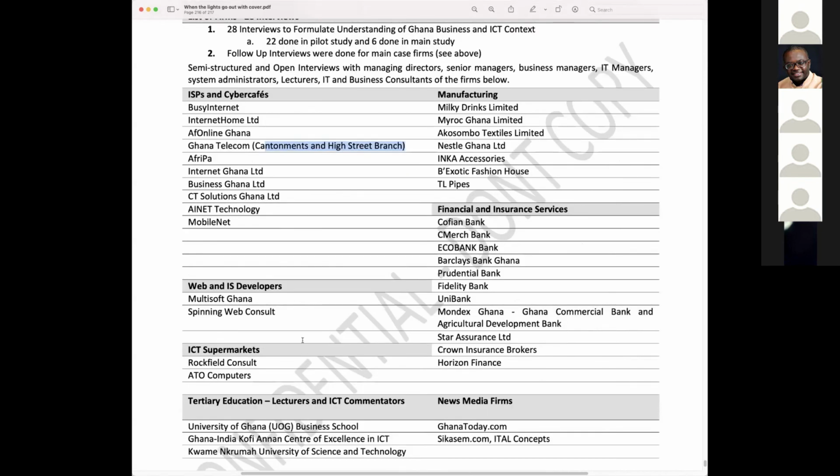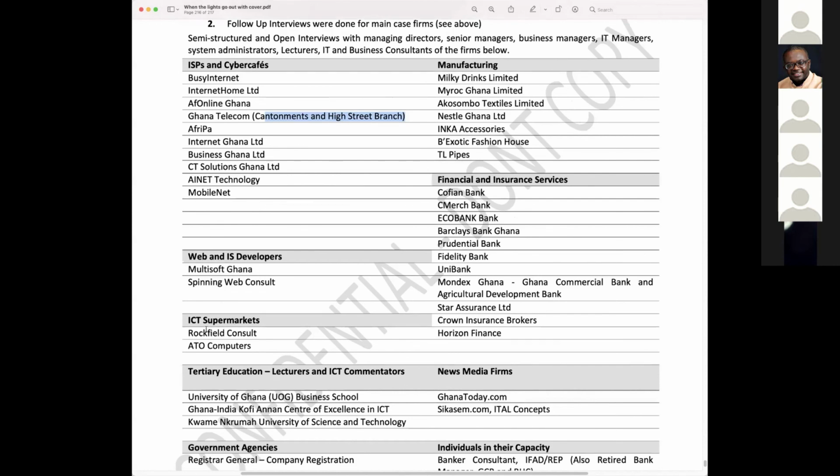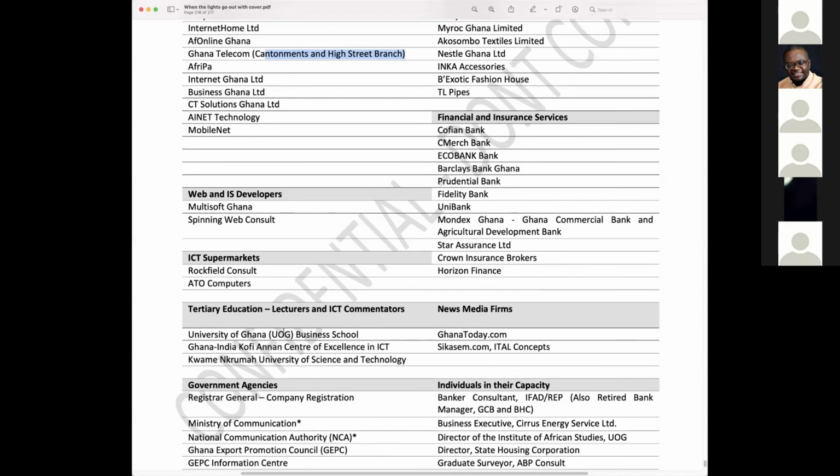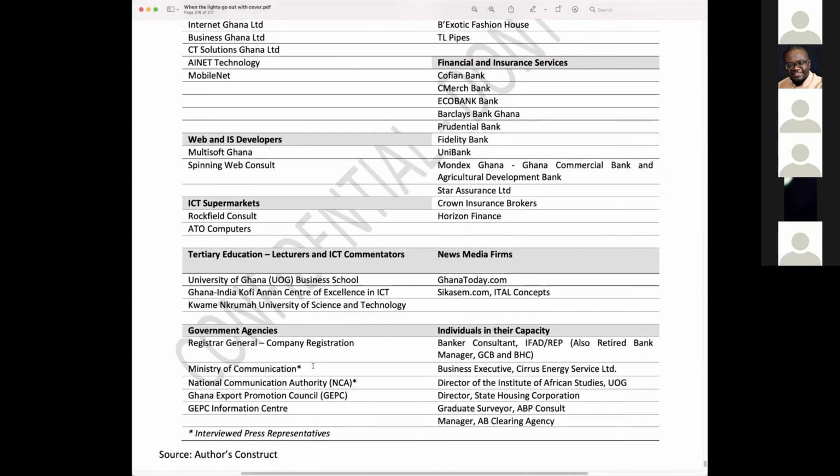Website developers and others, and then IT supermarkets, ICT supermarkets, those who sell computers. Okay. Then the tertiary universities, I interviewed. Sometimes students don't know that even lecturers in the university can be part of your respondents. That's the one mistake I've seen that students make. They don't realize that a lecturer can give you understanding, can even help you test your questionnaire. Not just your supervisor, other lecturers in the department. So you can interview them to get a different perspective on the issue.